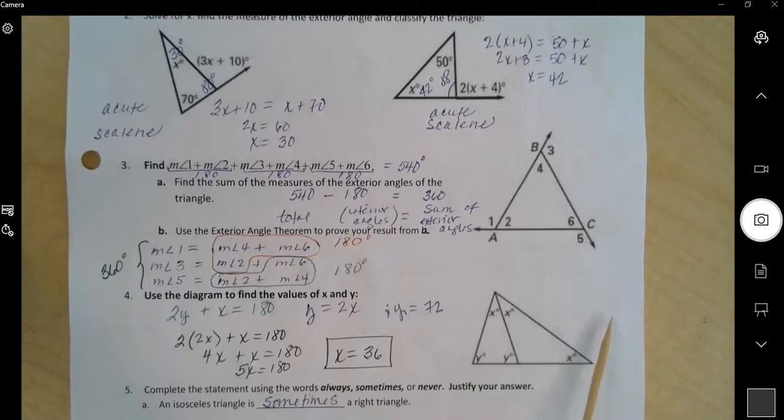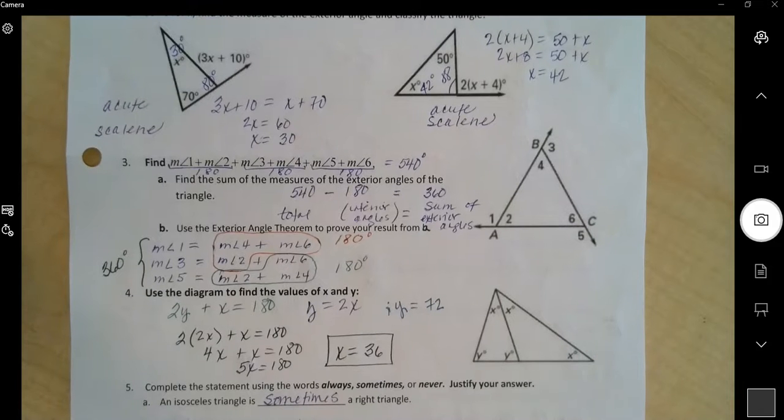Now, my version is a little bit different from yours. We had you break it down a little bit to make it a little bit more clear. But if you look at this picture, each of those angle pairs is supplementary. So 1 and 2, 3 and 4, 5 and 6. So when you're asked to find the measures of the sum of angles 1, 2, 3, 4, 5, and 6, that's going to be equal to 3 sets of 180 or 540.